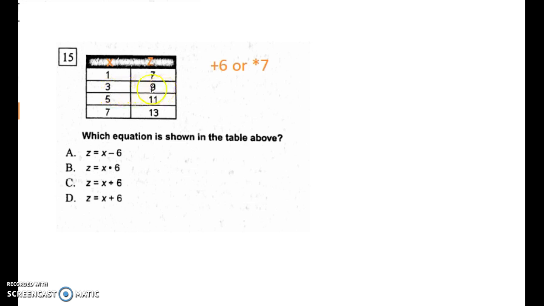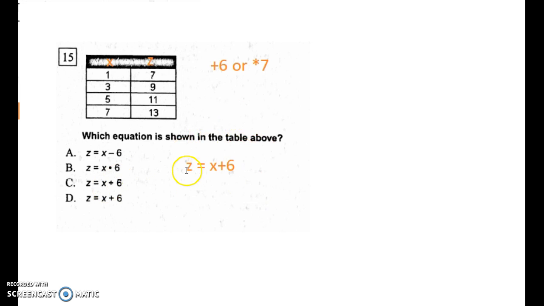So let's try out the next one. 3 times 7 would equal 21, so that's not how I got to 9. But 3 plus 6 equals 9. Okay, so x, so far, plus 6 equals 7. 3 plus x equals 9. 5 plus 6 equals 11. So we figured it out. Z is going to be x plus 6, right? That's our equation.